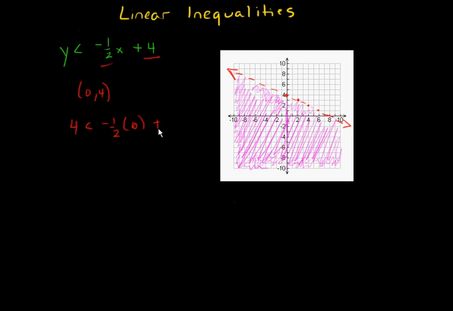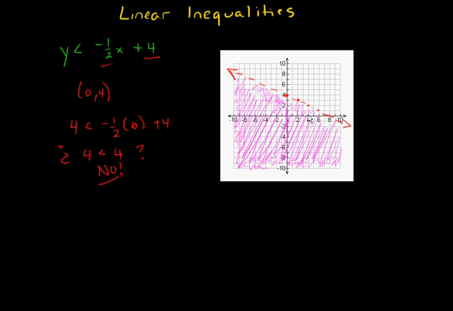Now, I got something that doesn't really make sense here. So 4 is not less than 4. 4 is 4. So that doesn't work. No, it doesn't work at all. So that means that we can plug in points that come all the way up to the line, but we can't plug in points that are on it. Okay, we can't plug in any points that are on the line. Well, we could plug them in, but they just won't be a true statement.